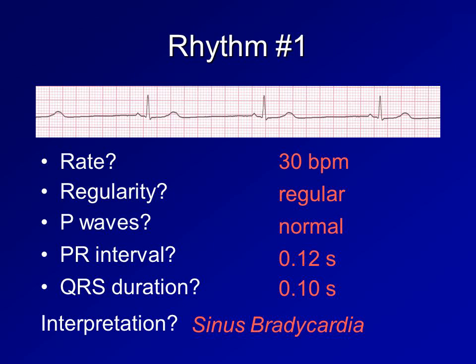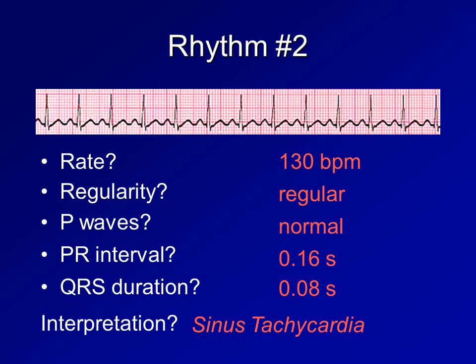Rhythm number 1: rate 30 BPM, regularity regular, P waves normal, PR interval 0.12 s, QRS duration 0.10 s. Interpretation: sinus bradycardia. Rhythm number 2: rate 130 BPM, regularity regular, P waves normal, PR interval 0.16 s, QRS duration 0.08 s. Interpretation: sinus tachycardia.